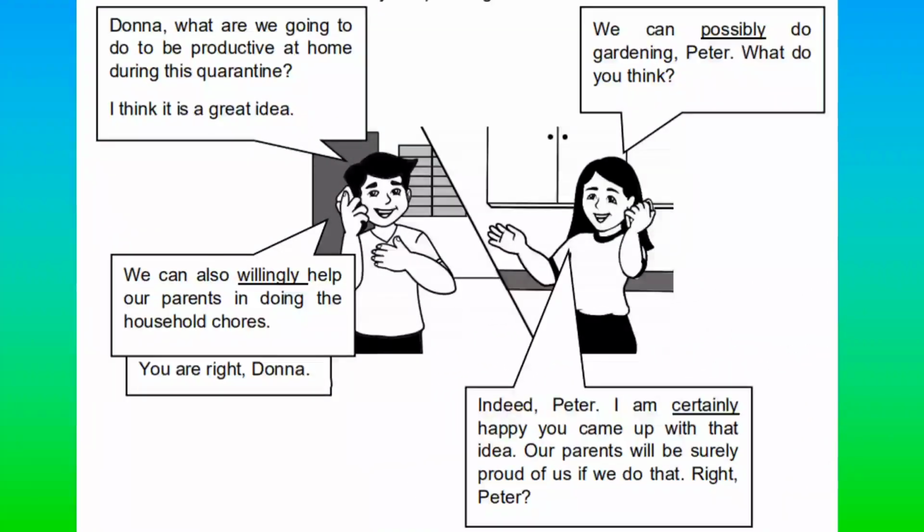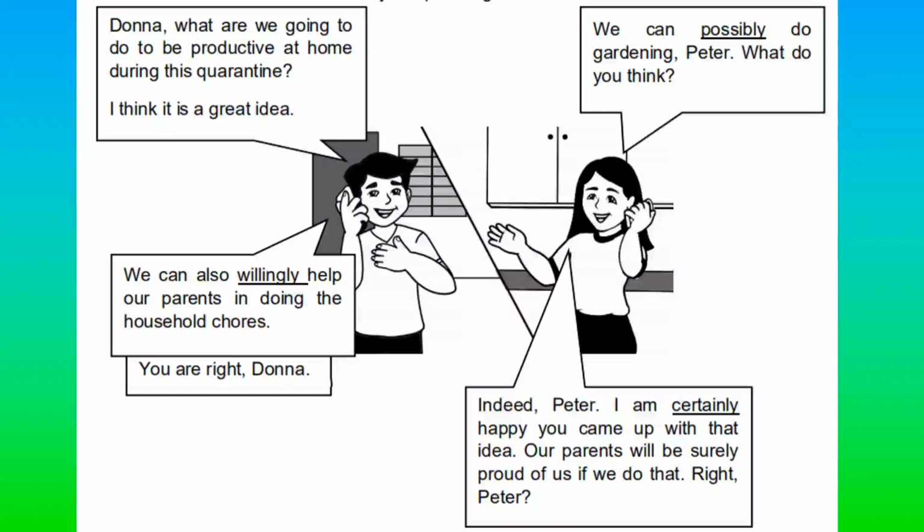Donna, what are we going to do to be productive at home during this quarantine? I think it's a great idea. We can possibly do gardening, Peter. What do you think? We can also willingly help our parents in doing the household chores. Indeed, Peter. I am certainly happy you came up with that idea. Our parents will be surely proud of us if we do that. Right, Peter? You are right, Donna.